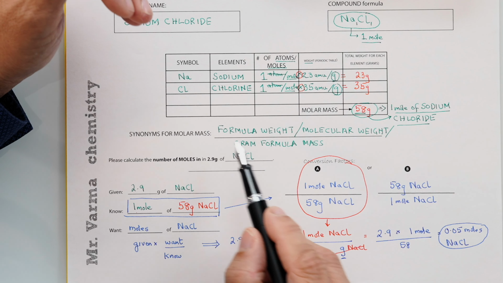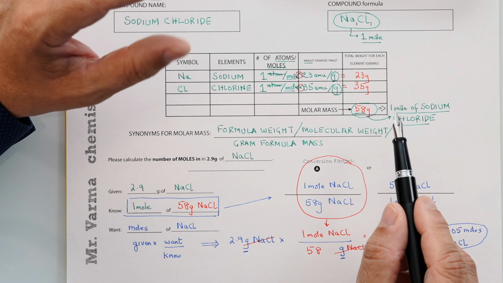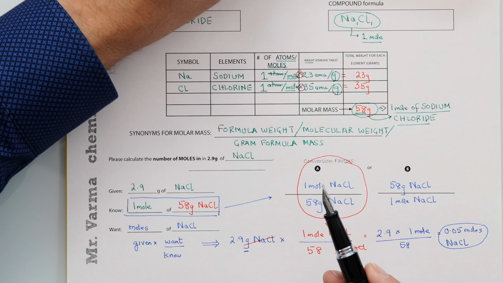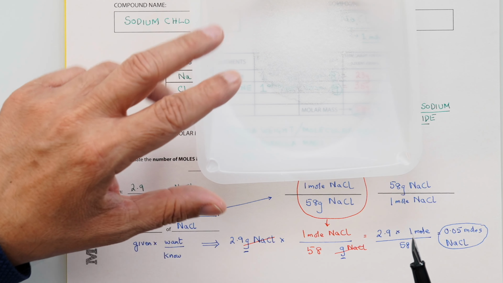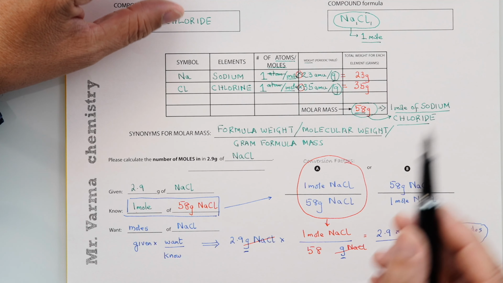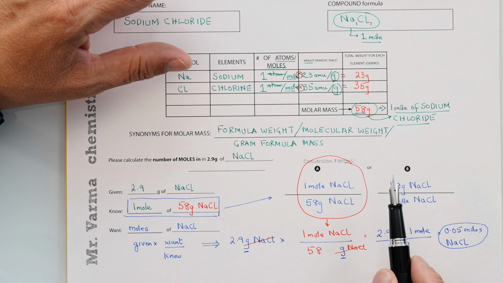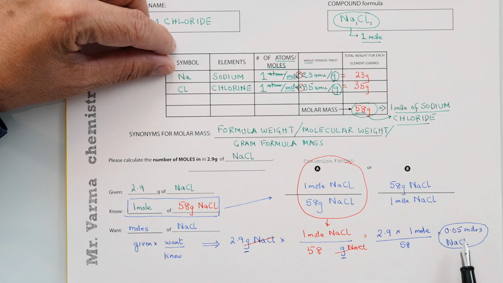There are synonyms for this: formula weight, molecular weight, gram formula mass, same difference, 58 grams. And this is specific to sodium chloride, not any other chemical. We then had 2.9 grams of an experimental sample that I just randomly poured into this handy-dandy device called a weighing boat. So you got 2.9 grams of sodium chloride in this weighing boat. The question was, how many moles is 2.9 grams? What we just solved is how many moles are in 2.9 grams, and the answer is 0.05 moles of sodium chloride.